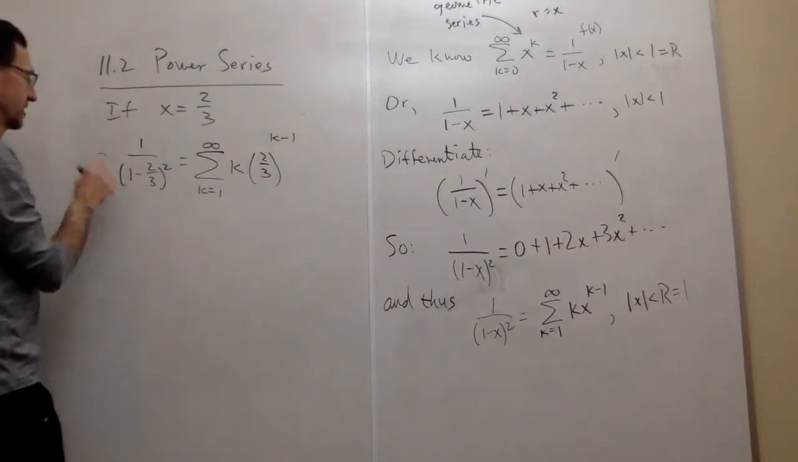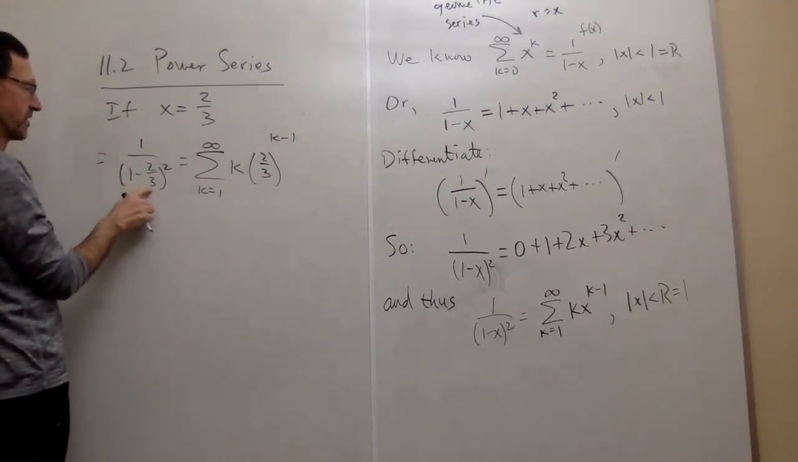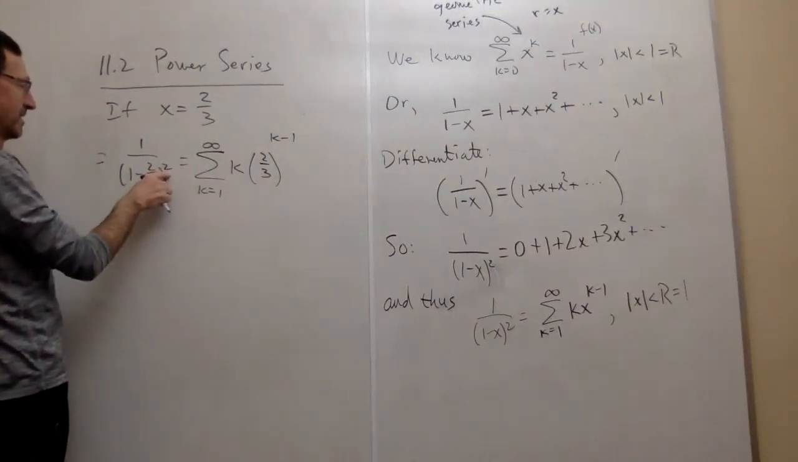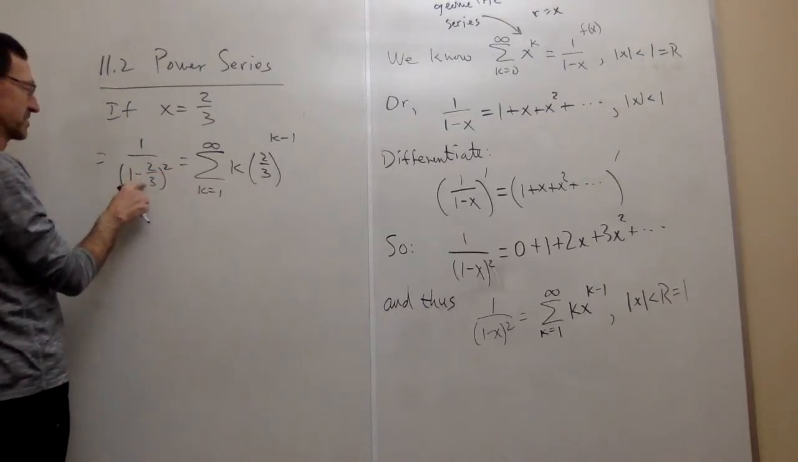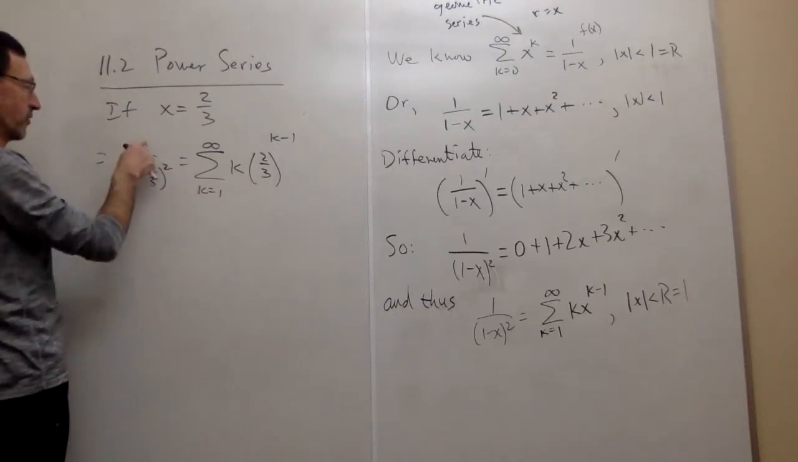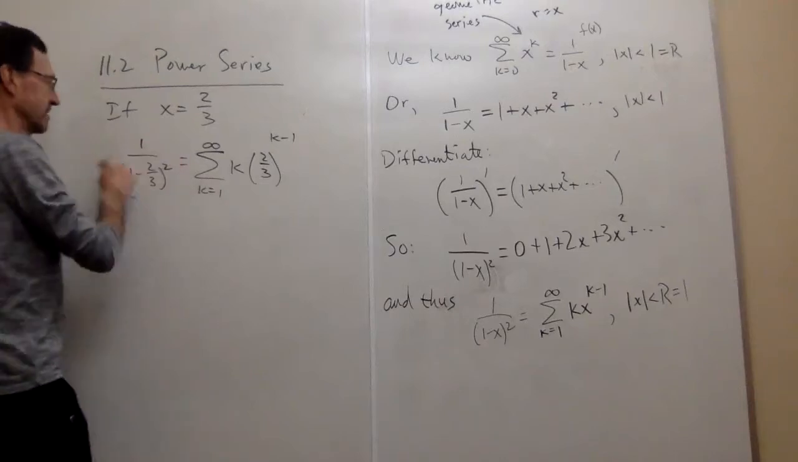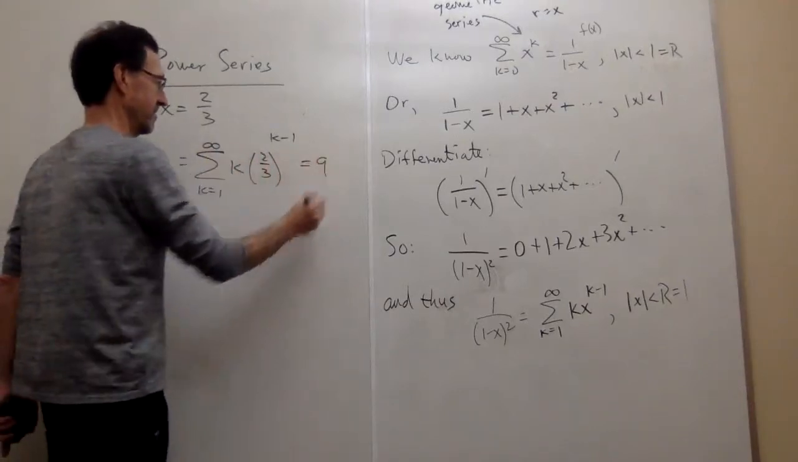Do some arithmetic here. 1 minus 2/3 is 1/3. Squared is 1/9. So 1 minus 2/3 is 1/3, squared is 1/9. 1 divided by 1/9 is 9. This series converges to 9.